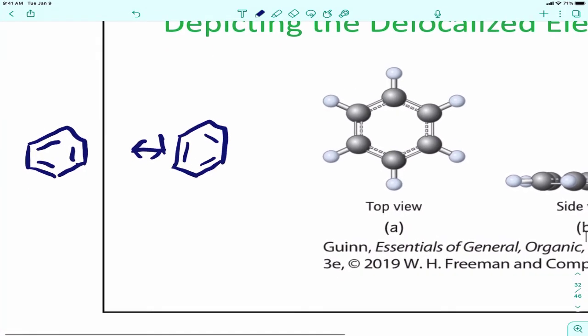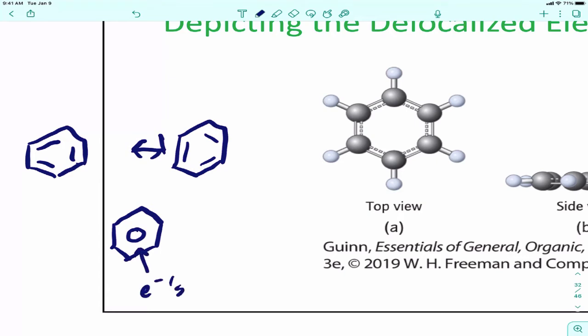Because those electrons are delocalized and can move around the ring, usually we do a mixture of the two. So what we end up doing is drawing a six-membered ring, but then putting a circle in the middle. And that circle indicates that the electrons are delocalized. That circle really means electrons are delocalized.